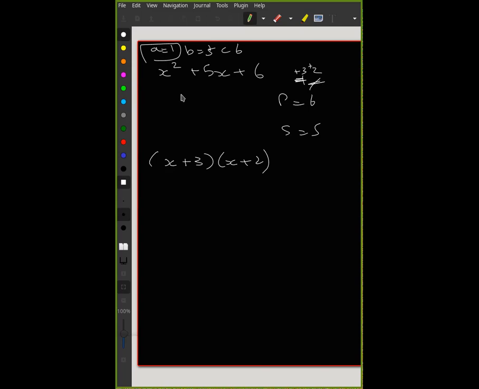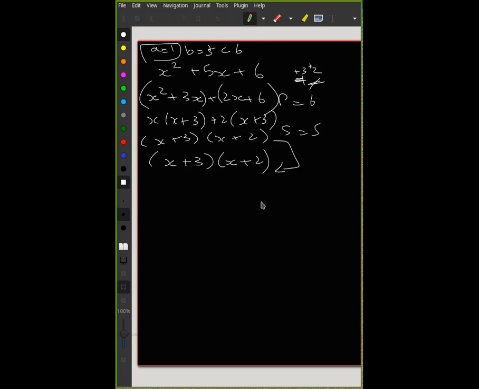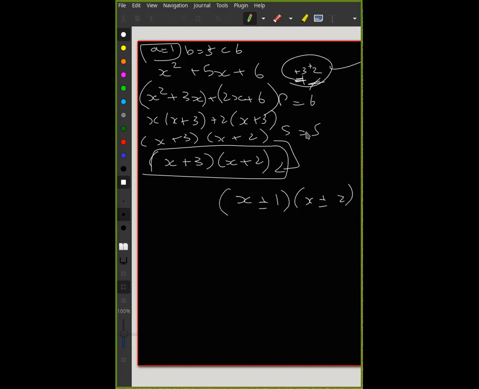Why? Again, we can see this will be x squared plus 3x plus 2x plus 6. When we group this, what will we get? x into x plus 3 plus 2 into x plus 3. So we'll get x plus 3 into x plus 2. That is the same as what we got directly. So only if a is equal to 1, we can directly check this. Right? Is this clear? So it will directly be x plus minus the first factor and x plus minus the second factor, whatever they might be.